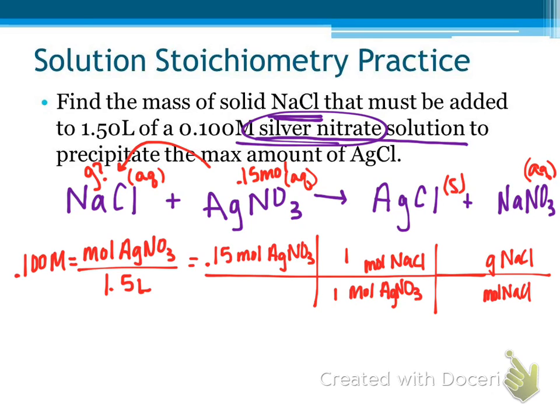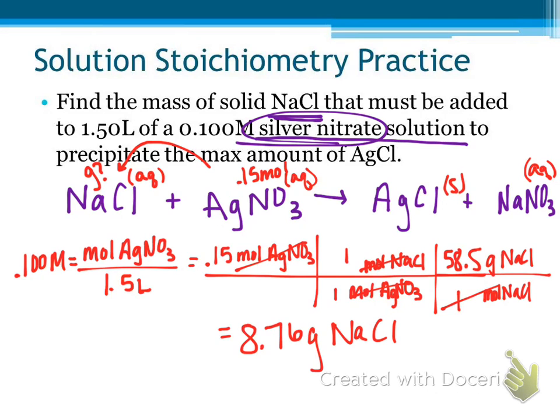Then we convert from moles of sodium chloride to grams. So 1 mole equals 58.5 grams. Multiply across the whole top, divide by the whole bottom, and we get 8.76 grams of NaCl. Sure, it's just a rounding thing. If you're in the ballpark, 8.7 something, that's just great.